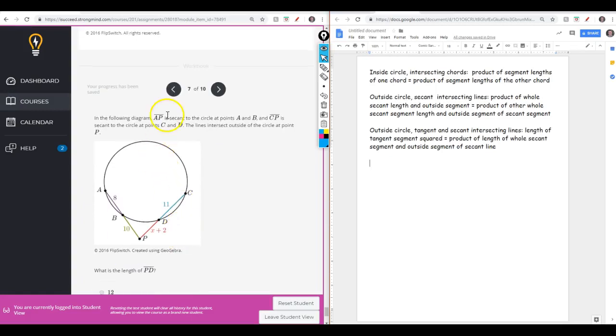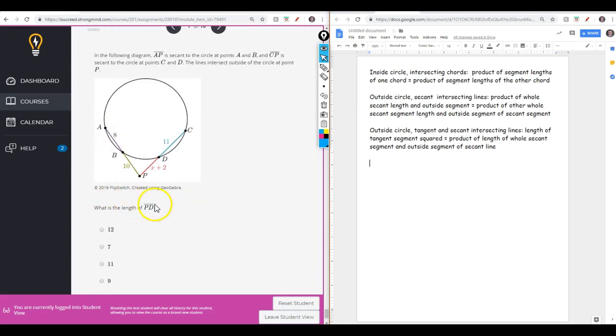In the following diagram, segment AP is secant to the circle at points A and B, and segment CP is secant to the circle at points C and D. The lines intersect outside of the circle at point P. What is the length of PD? So we want to know what this length is.